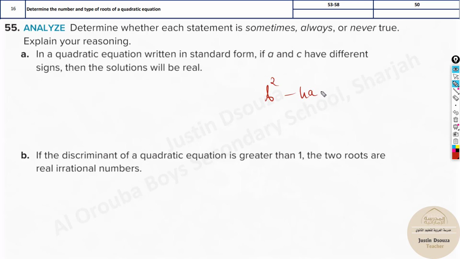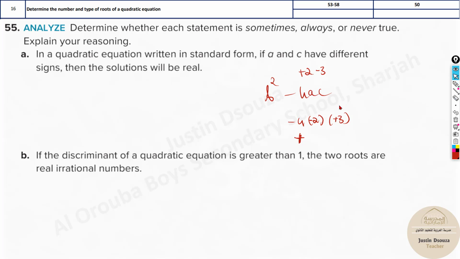B squared minus 4AC. If A and C have different signs, let it be any numbers. Okay, let's take 2 and 3. That's fine. But I have minus 2 or plus 3, or if it's plus 2, it'll be minus 3. The signs are different. So when you solve, what happens? Minus 4 times 2 times minus 3 will be plus. The answer will be plus. Or if this is minus, then this will be plus. Then again, it'll be plus. Only if both are minus or both are plus, then it'll be negative. So they have said if the signs are opposite, different signs, then the solution will be real.